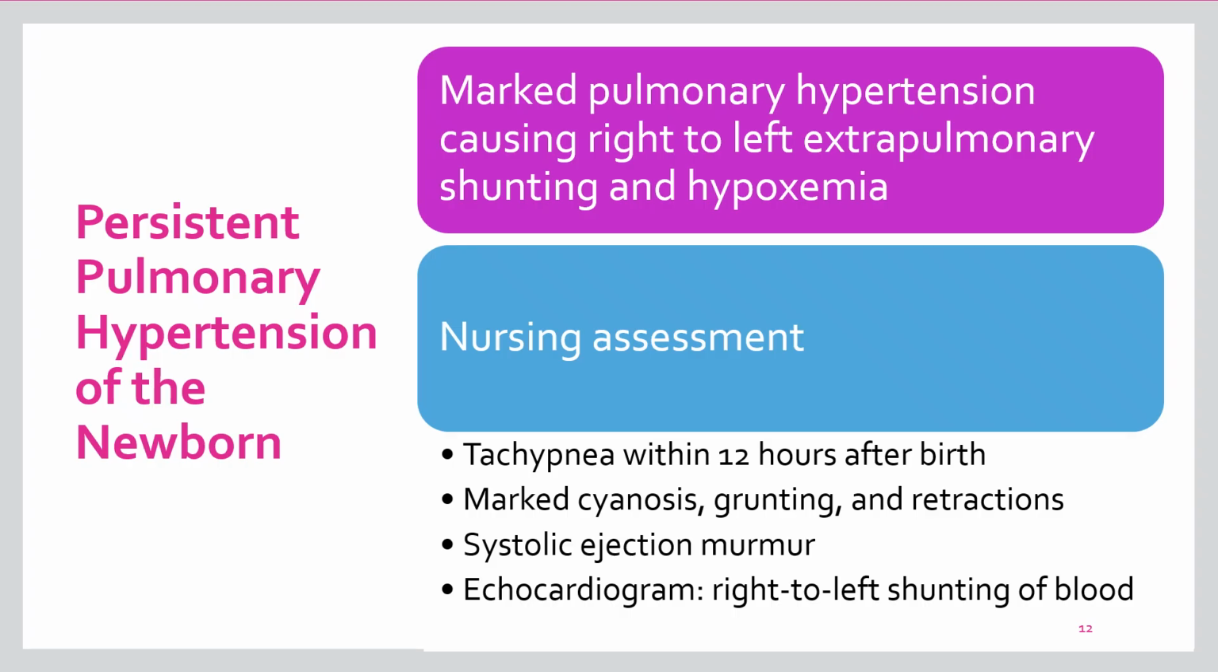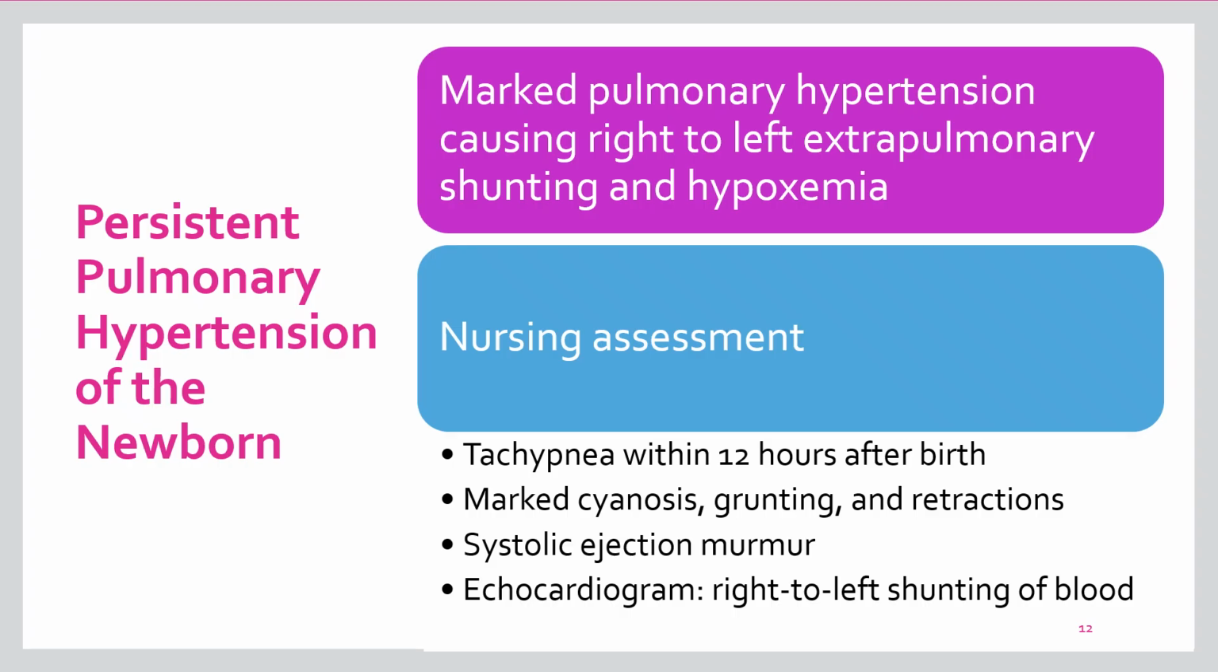Assessment: tachypnea within 12 hours after birth. So the baby was born normally, and now after 12 hours of birth, the baby is having tachypnea, marked cyanosis, grunting and retractions, and a systolic ejection murmur. You can hear the murmur during systolic ejection, when the blood is ejecting from the heart. That is mostly because the blood is passing through the foramen ovale, so you're hearing the murmur.